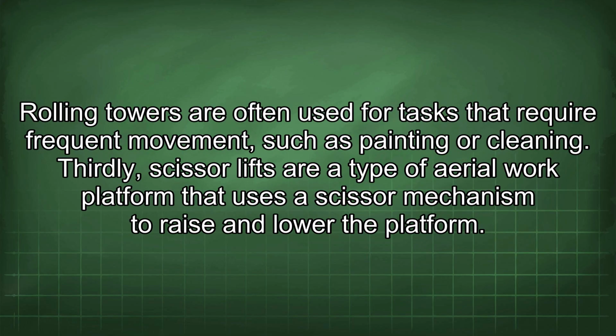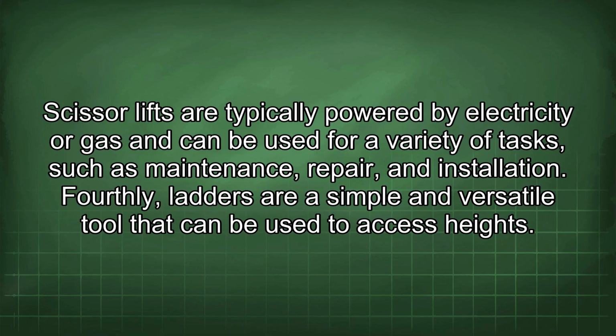Rolling towers are often used for tasks that require frequent movement, such as painting or cleaning. Thirdly, scissor lifts are a type of aerial work platform that uses a scissor mechanism to raise and lower the platform. Scissor lifts are typically powered by electricity or gas and can be used for a variety of tasks such as maintenance, repair, and installation.